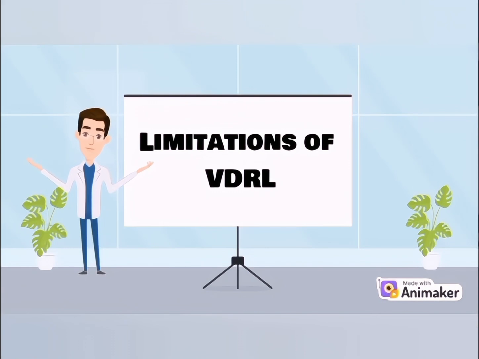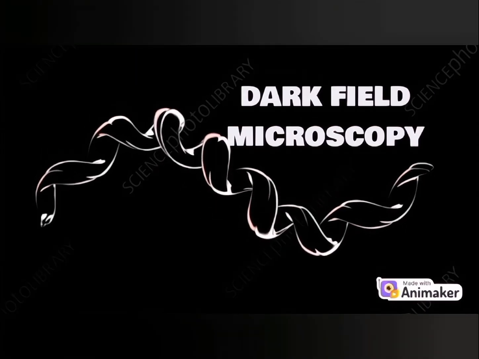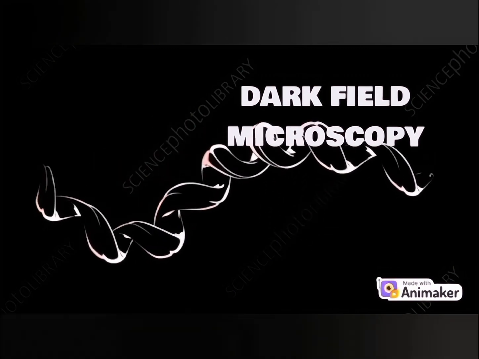Limitations of the VDRL test include that it can sometimes give false positives due to other conditions, and confirmatory tests like the TPHA and FTA antibody detection tests are often needed. Confirmatory tests for Treponema pallidum include direct microscopy and the TPHA test. Dark field microscopy is done to confirm Treponema pallidum.